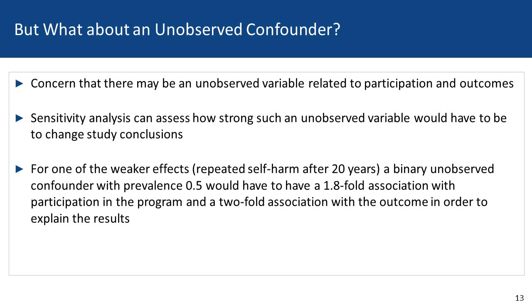We're not going to get into the details here, but I just wanted to highlight that it's possible to do sensitivity analyses that allow you to ask how strong such an unobserved confounder would have to be in order to change study conclusions. As one example, in this study, we were able to show that for one of the weaker effects, say repeat self-harm after 20 years, a binary unobserved confounder with about a 50% prevalence would have to have about a twofold association with participation in the program and with the outcome of interest in order to explain the results.